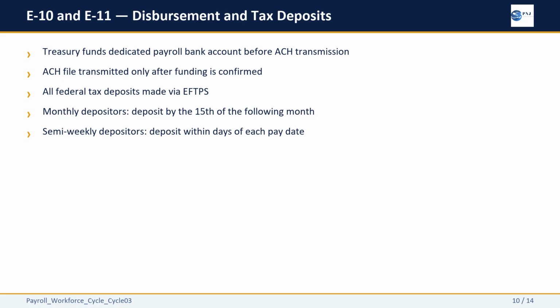Tax deposits must be made through EFTPS. The schedule depends on your depositor classification. Monthly depositors have until the 15th of the following month, while semi-weekly depositors must deposit within 1 or 2 business days of the pay date. Missing a deposit deadline triggers escalating penalties that grow quickly.